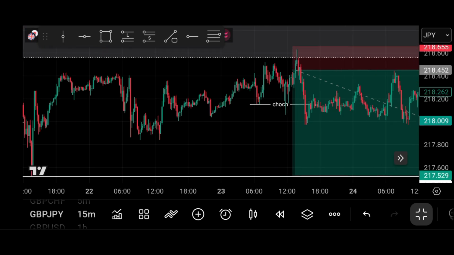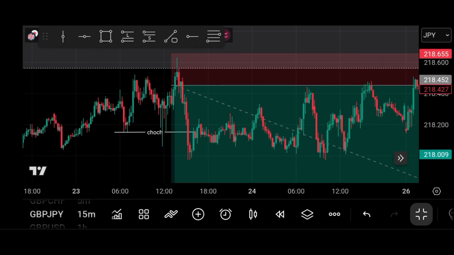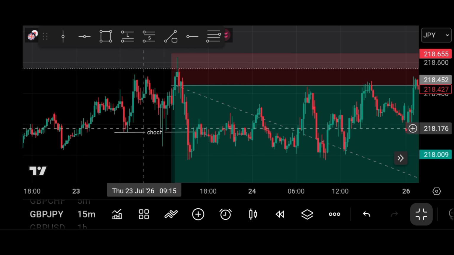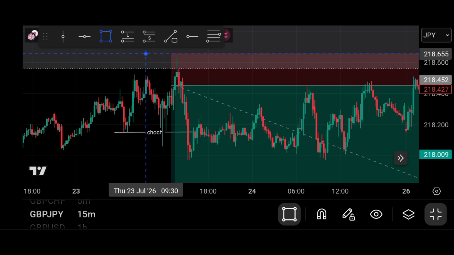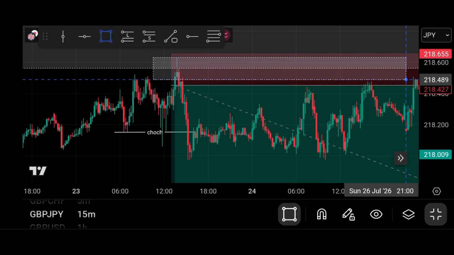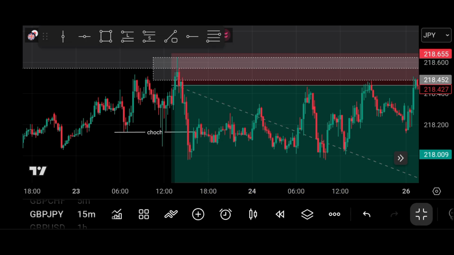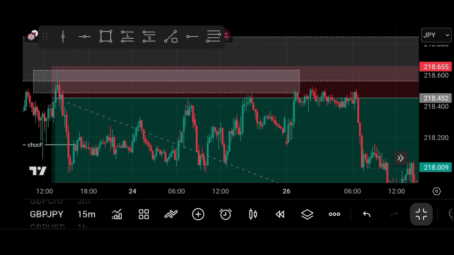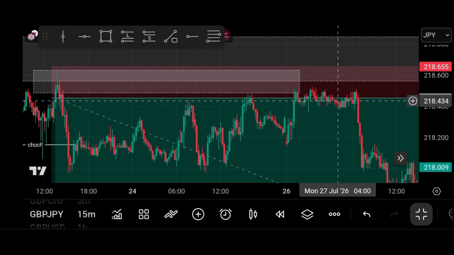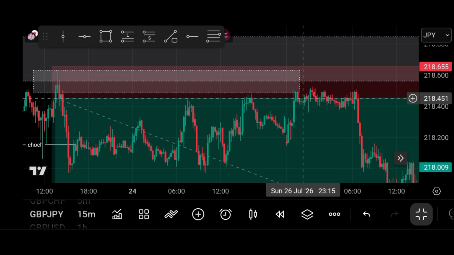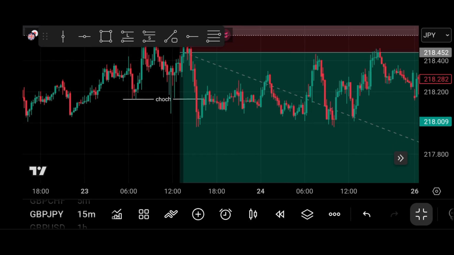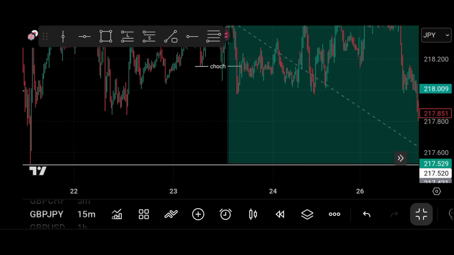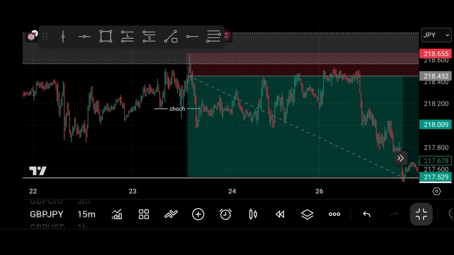Now I entered a second position afterwards because I saw this change of character move here, and I decided to draw another supply area from the 15 minutes time frame. The price tested it here, and I got in another entry around here and took the market further down, and we can see how that played out. Price played out nicely to the downside.